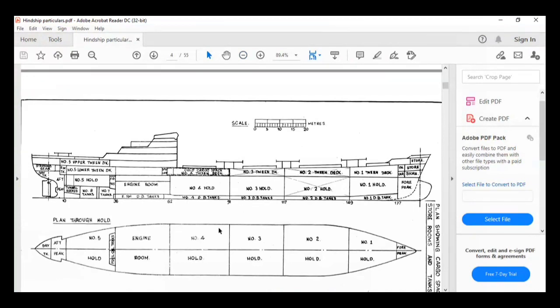Let me know when you can see the screen, the plan view. Yes, sir.